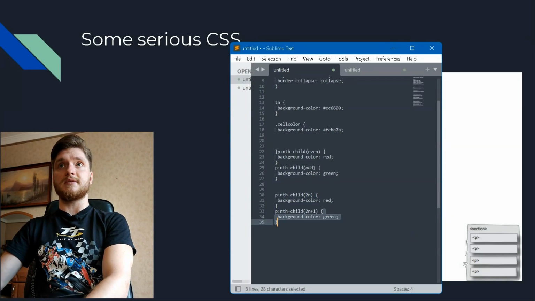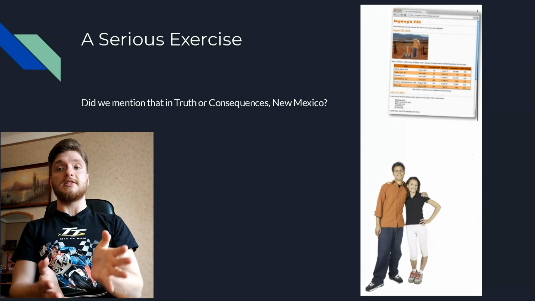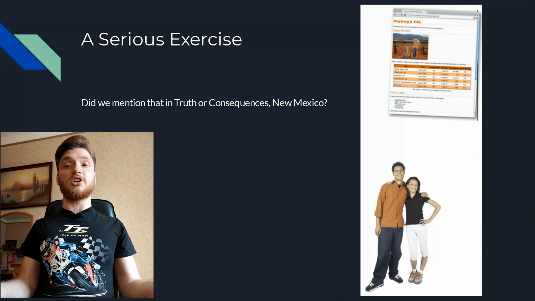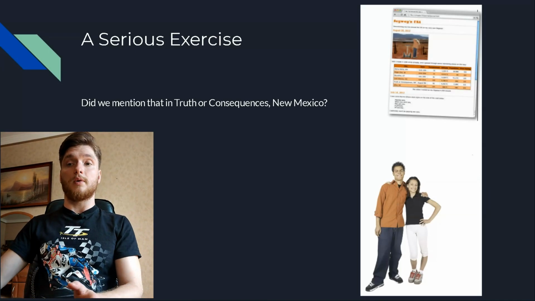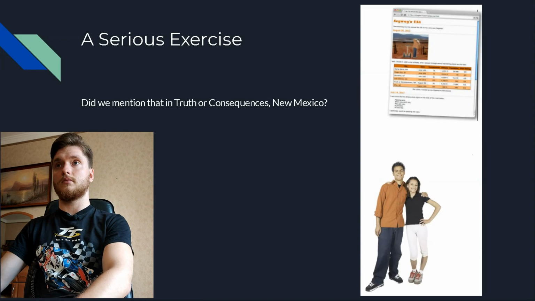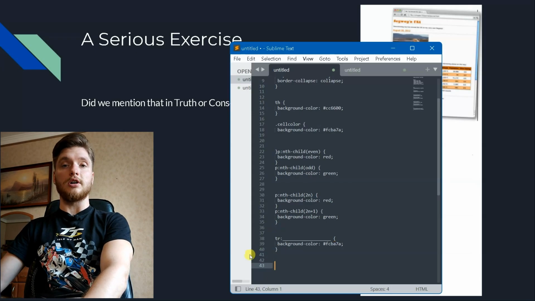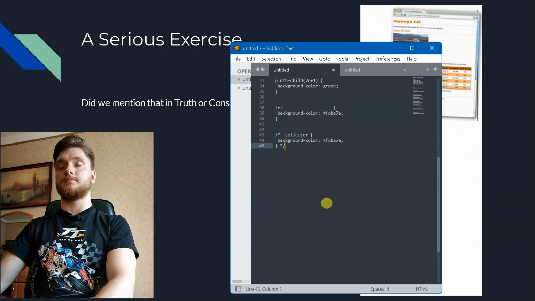A serious exercise next. Why don't you try your hand at using the nth-child pseudo class? Complete the CSS rule below using the nth-child pseudo class to color the odd rows light orange. Write your pseudo class selector, and comment out your point cell color class like this.